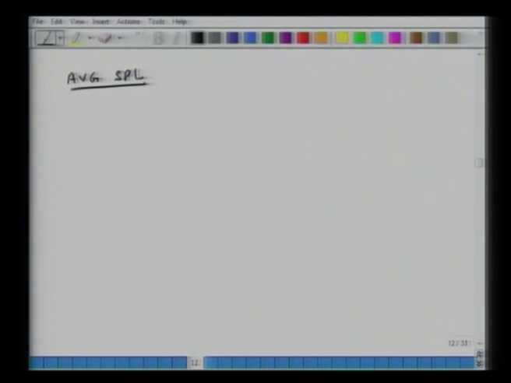So average SPL equals 10 times logarithm of 1 over n, the sum from i equals 1 to n, of 10 to the power of dB SPL over 10, the ith value. So it's 10 times the logarithm of this entire expression.